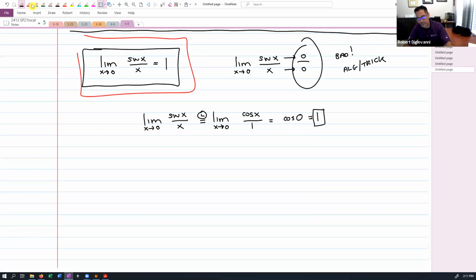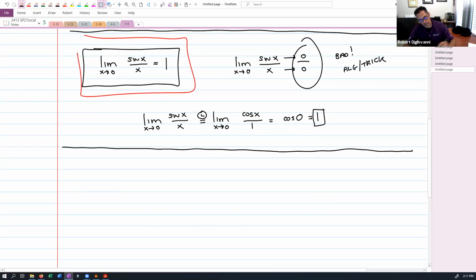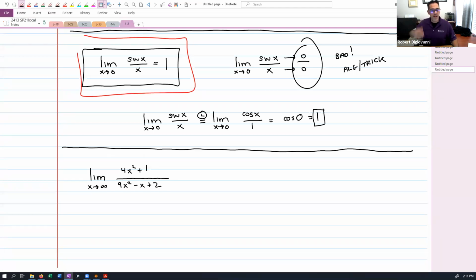Let's do another one. Okay, remember the problems like this? Limit x approaches infinity of like 4x squared plus 1 over, let's say 9x squared minus x plus 2. You remember us doing limits like that? X is going to infinity. So where's the numerator headed? Infinity. Where's the denominator headed? Infinity also. Infinity over infinity?